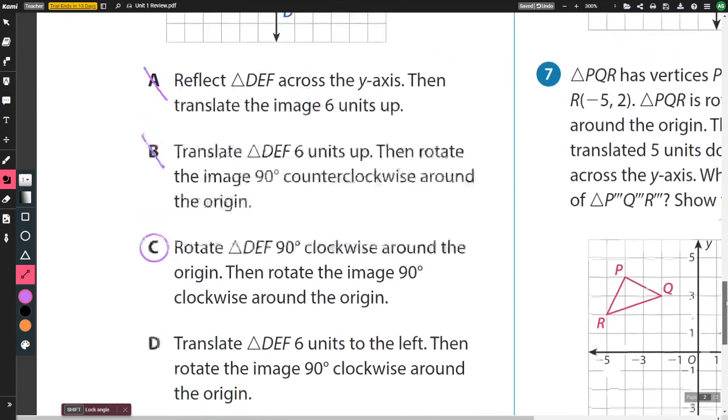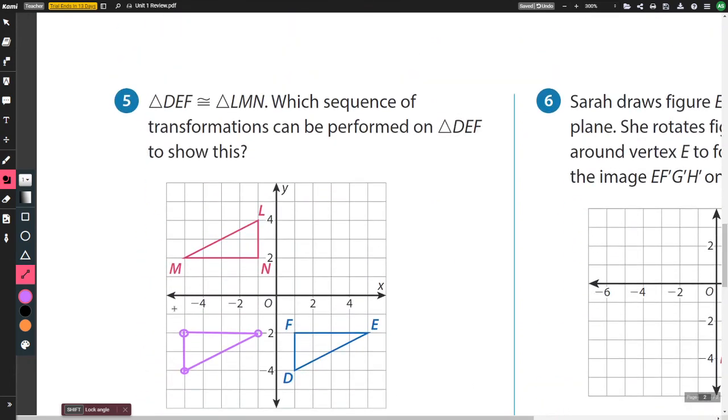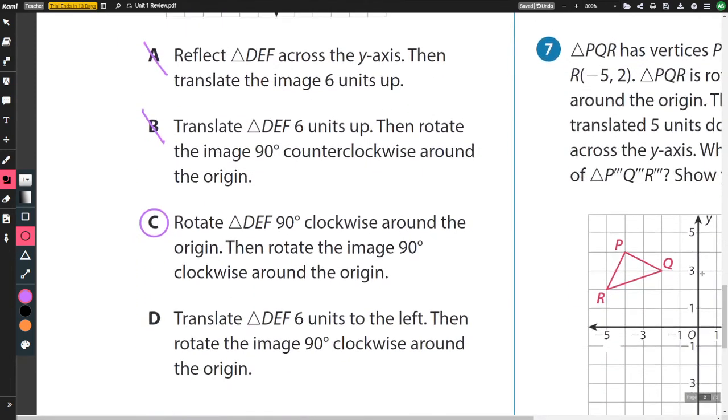clockwise. Yeah, clockwise. So that means, remember, that rotating about the origin, only about the origin, means we switch the x and the y. So instead of 1 and 2, we have 2 and 1. Instead of 5 and 2, we have 2 and 5. Instead of 5 and 4, we have 4 and 5. So it looks like from here, C is my correct answer for sure.